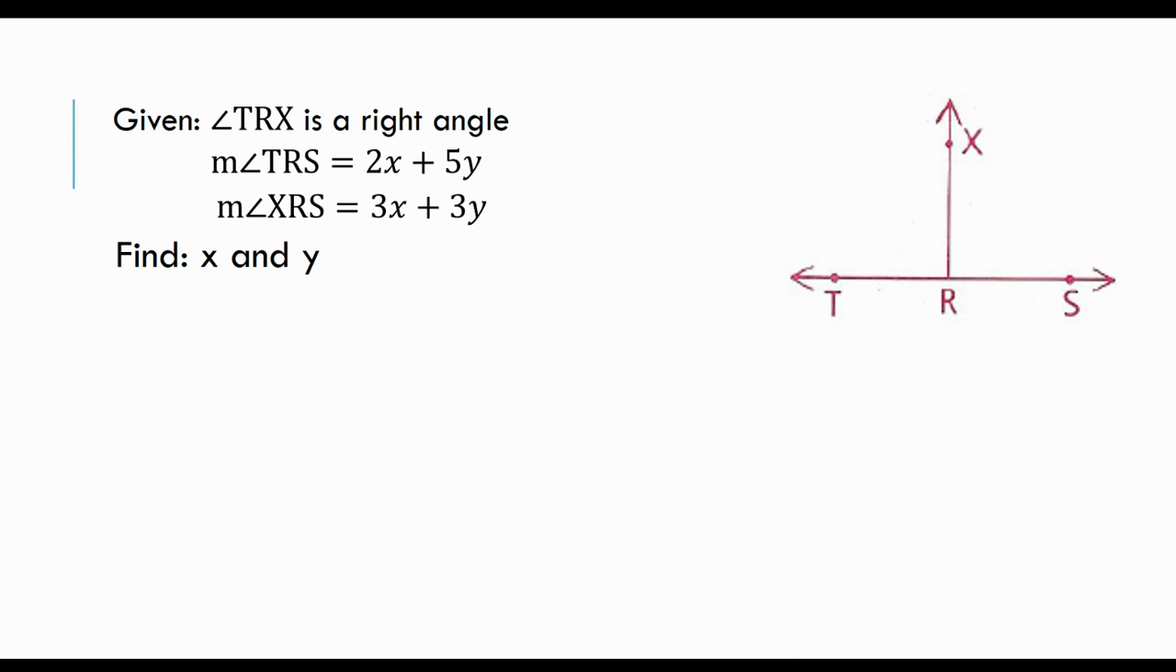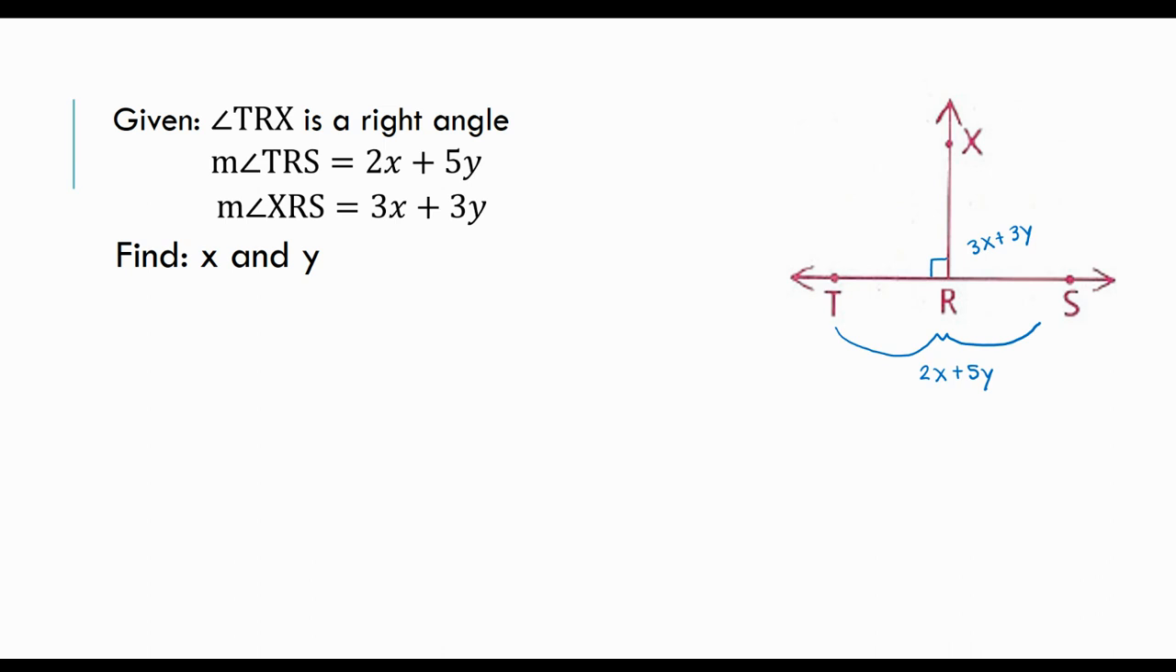We've got, given to us, angle TRX is a right angle. So I'm going to go ahead and mark that in my picture. If I follow the letters TRX, that's this angle right here. I'm also told that the measure of angle TRS, this entire angle, is represented as 2x plus 5y. We're also told that angle XRS is represented as 3x plus 3y. So we are asked to find both x and y.